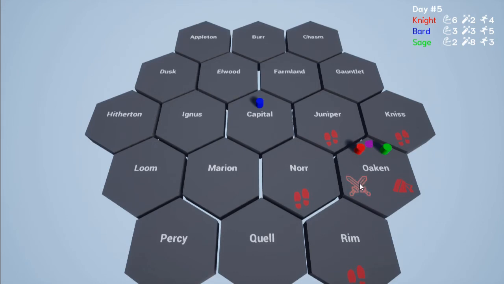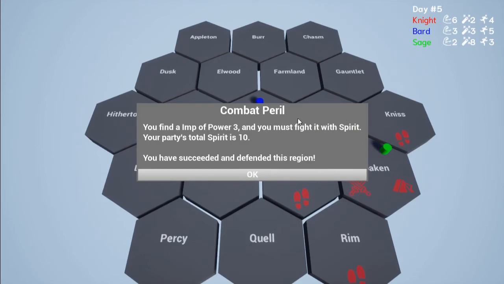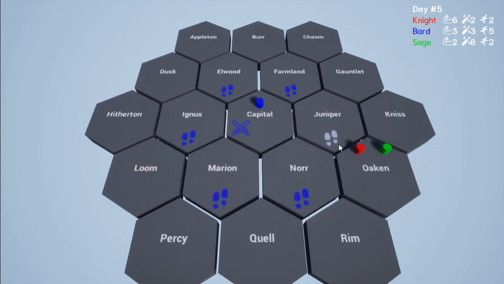Now you may have noticed before, if somebody early in the turn sequence quests, it actually uses up the action for everybody to the right. So these guys quest, and they find, oh, it's an imp. How about that? So it's a power of 3, and we do have to fight it with magical power. So it's a good thing we sent the knight and the sage, because if we sent only the knight, he would not have been able to overcome the imp. So we successfully defended that region.